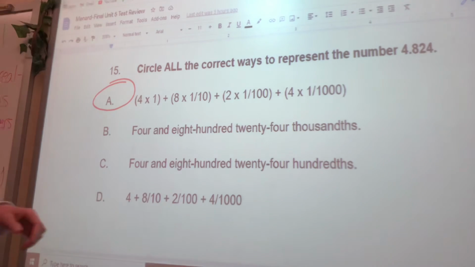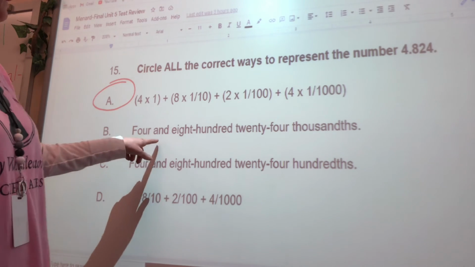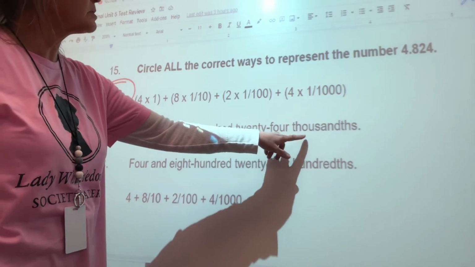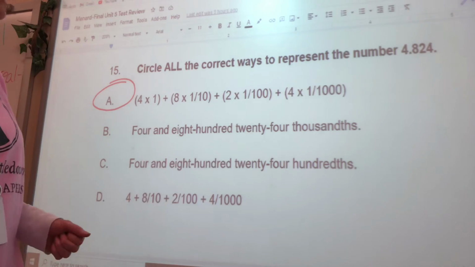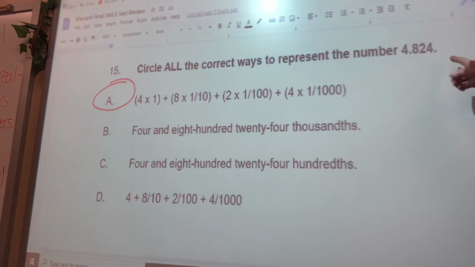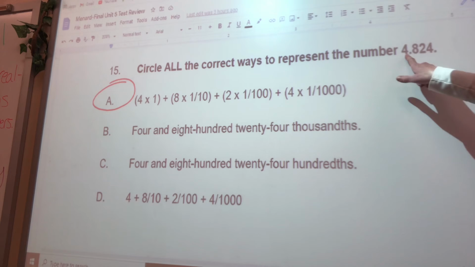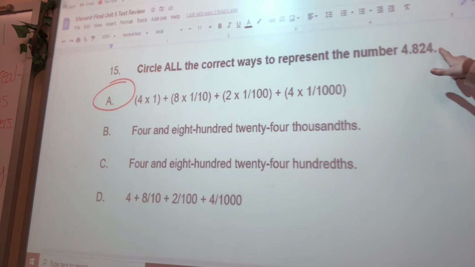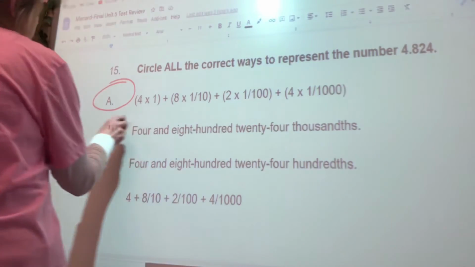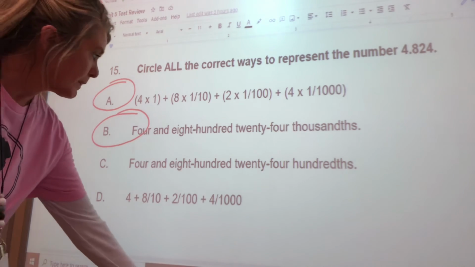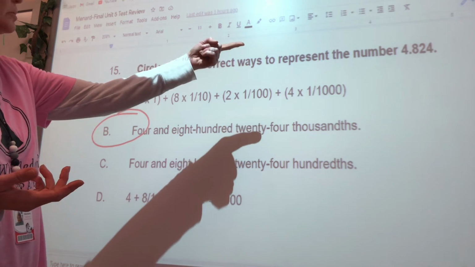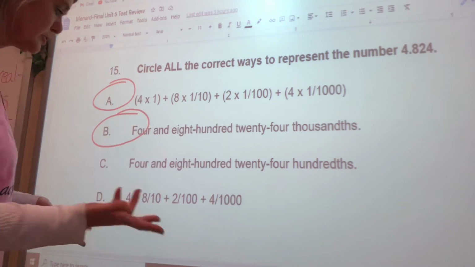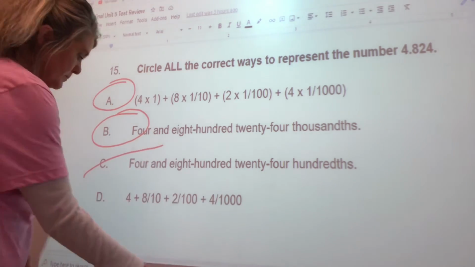All right, now, reading it in words, 4 and 824 thousandths. Thousandths means it has 3 digits after the decimal, and yeah, we have 3 digits past the decimal, so we have 4 and 824 thousandths. So yeah, this statement is also correct. The next one, 4 and 824 hundredths. Well, we just said it had 3 decimal place values, and this is hundredths. That's only 2, so that's not a correct statement.